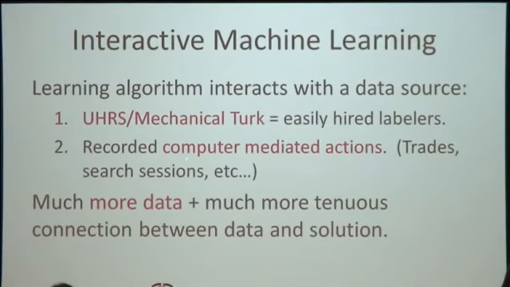And then the other thing which has happened is there's a large number of recorded computer-mediated actions. So what I mean by this is trades on an exchange, or search sessions, or here I displayed a news story and somebody clicked on it and read it. Right? So this is essentially free data, free labels, as long as you can actually store the data. This is not quite labeling the correct output given the input. And this is a tricky process here compared to standard supervised learning. But this is cheaper and potentially more powerful.